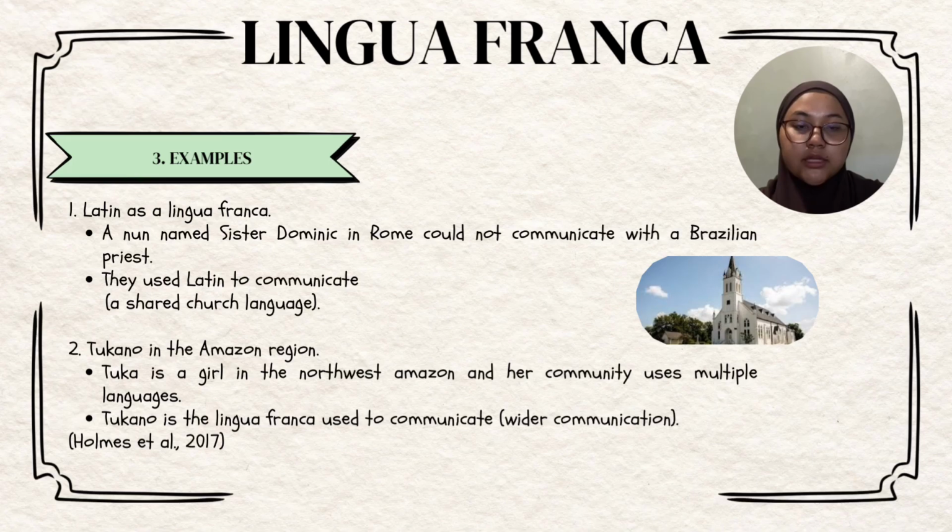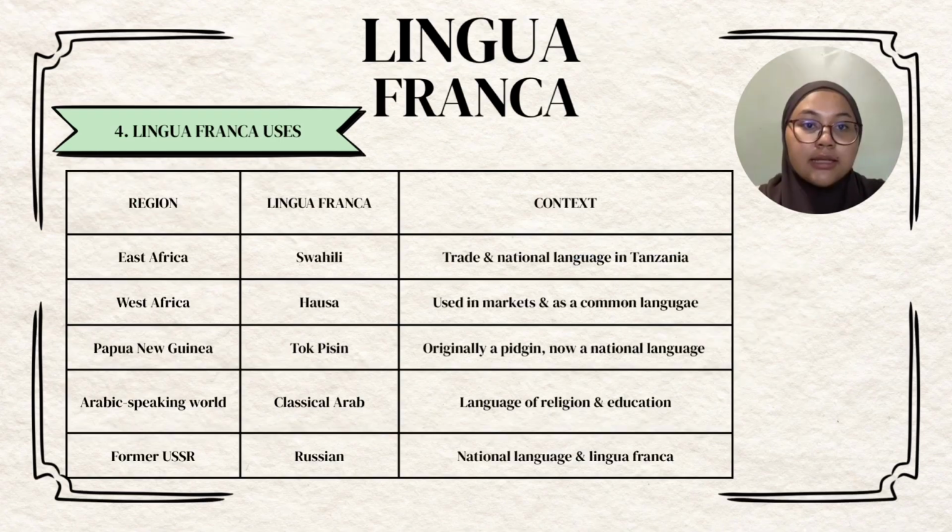And in the Amazon region on the border of Colombia and Brazil, a girl named Tuca lives in a multilingual community. She speaks Tuyuca, Spanish, and other local languages, but when she visits other villages or participates in rituals, everyone uses Tucano, the regional lingua franca. Even though it's not everyone's mother tongue, it allows people to communicate across language boundaries. Thus, lingua francas exist all around the world.